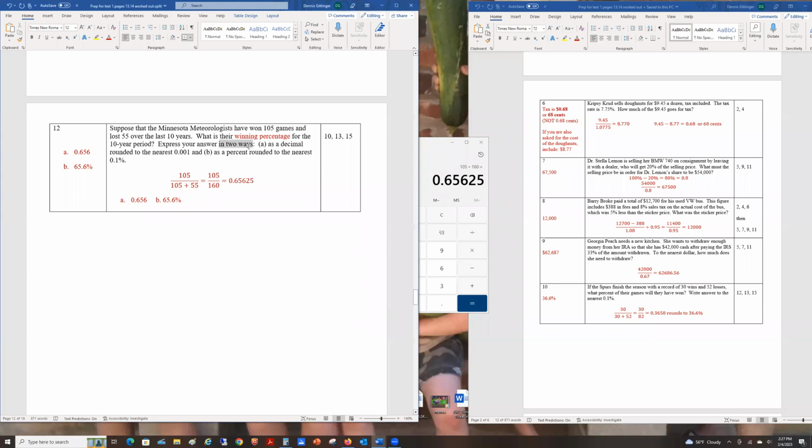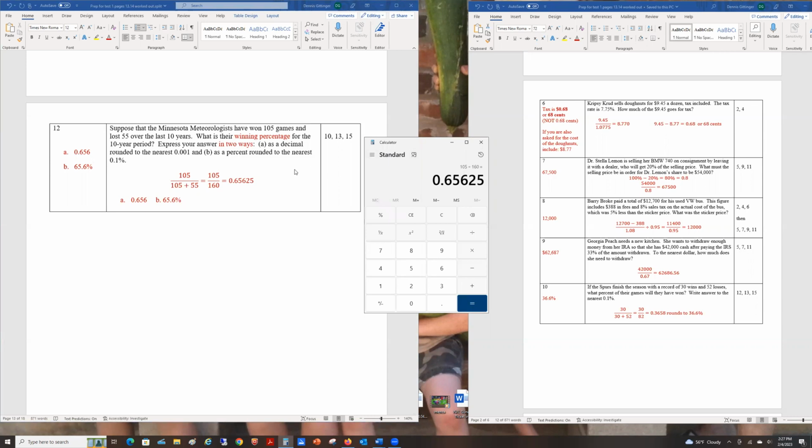If you only express it in one way, even if it's right, you're going to lose half the credit. Why? For not answering the question. Express it as a decimal rounded to the nearest 0.001. Here's what that means. Imagine 0.001 is next to this 0.001. That's what that means. That spot right there. The number to the immediate right of that is 2, which is not 5 or more. So you do not bump it up to 0.657. You leave it like it is, 0.656, which is what I did here.